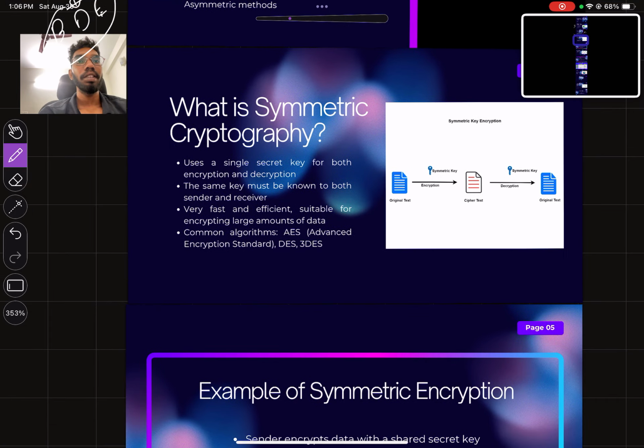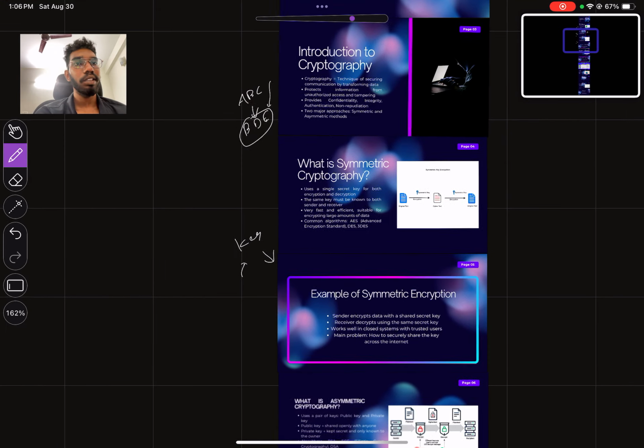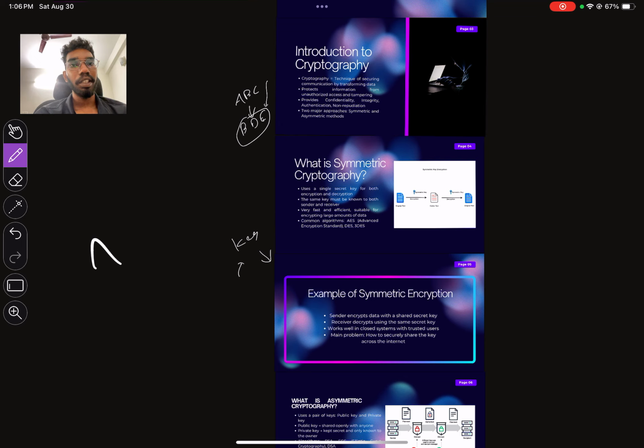There are two main approaches. One is symmetric cryptography, and the other is asymmetric cryptography. So first, let's see symmetric cryptography. Symmetric cryptography can be easily explained: there's only a single key, which is used by both the transmitter and the receiver. So you have, let's take for example, A, B, C. This is to be sent to a receiver.